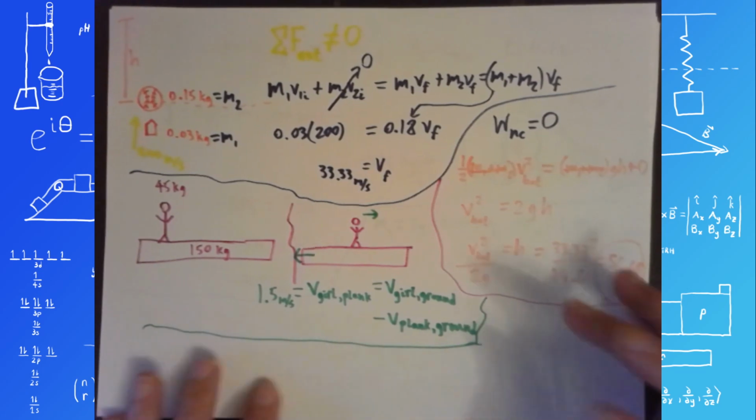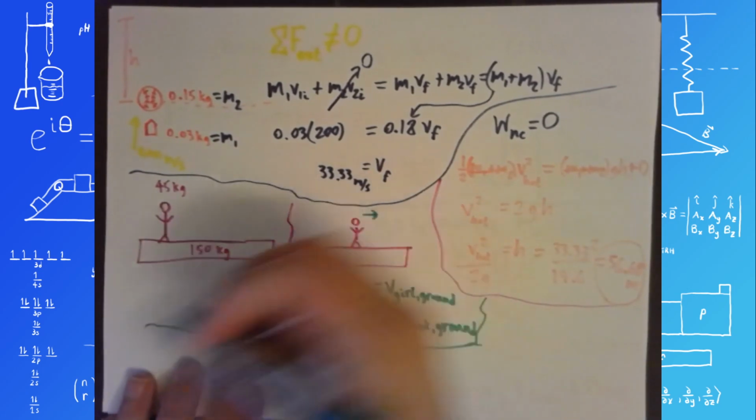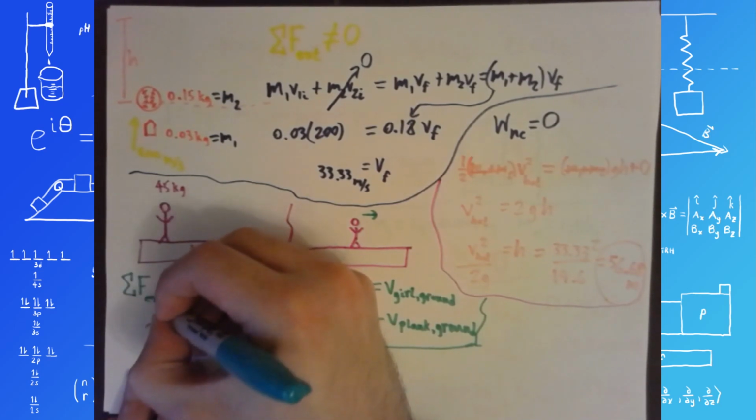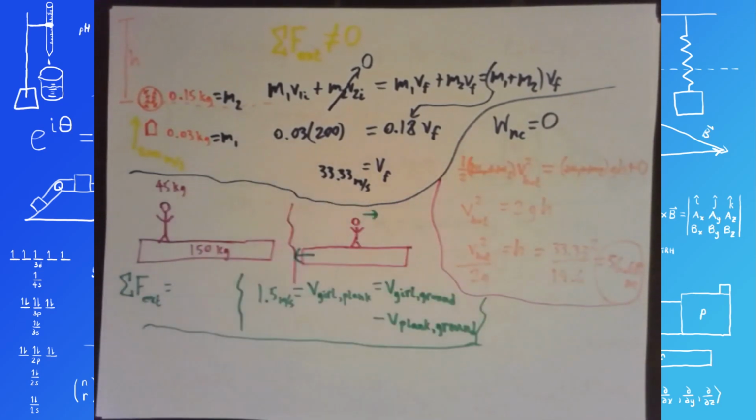First of all, we need to justify using conservation of momentum. Net force external, is it 0? Well, we're talking purely about horizontal momentum here, so we don't have to worry about the vertical forces. Horizontally, the forces would be just forces of friction between the girl's foot and the plank. Whatever friction the girl exerts on the plank to the left, an equal amount of friction is what pushes the girl to the right.